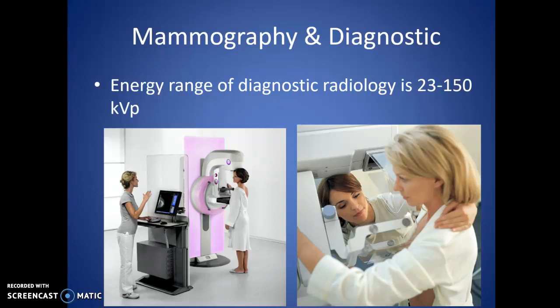Mammography and diagnostics: this is your typical range, 23 to 150. Usually you only see 150 up towards chest x-rays on bigger patients. After that level, the scatter is just too much and it's going to gray everything out, and you're not going to get diagnostic quality images. 23 is typically down towards the mammography range. They use some doses that light, but I think it's typically in the 30 to 40 range.